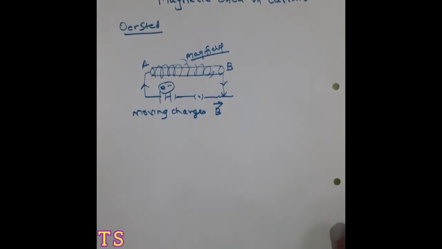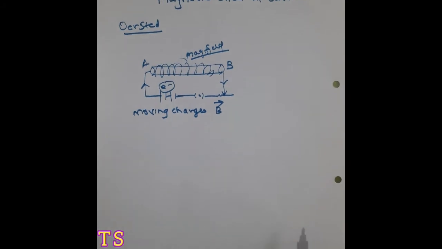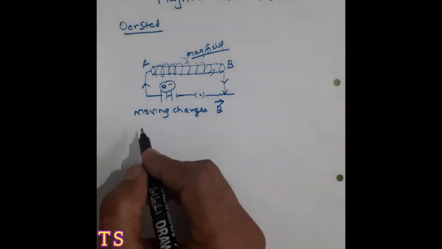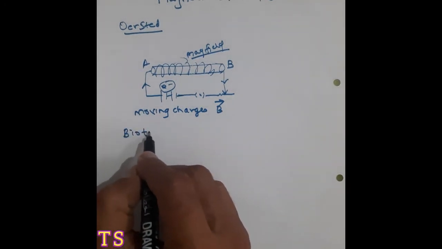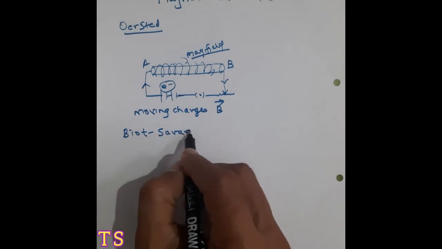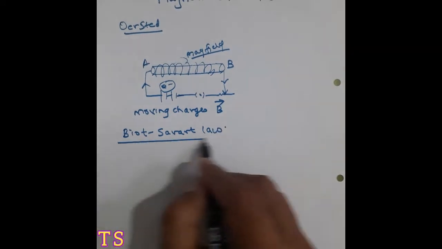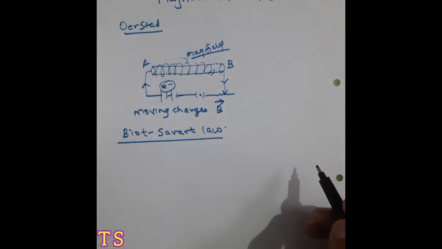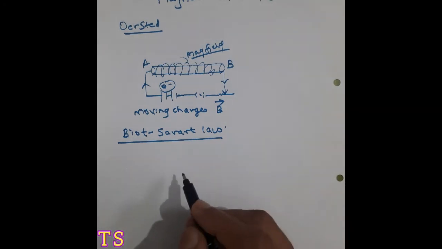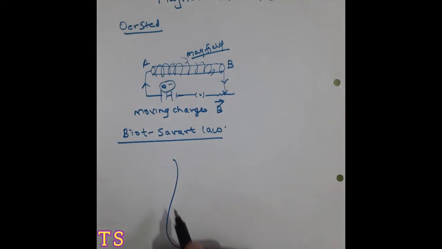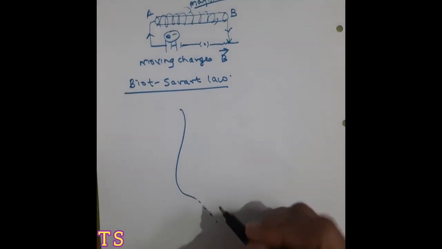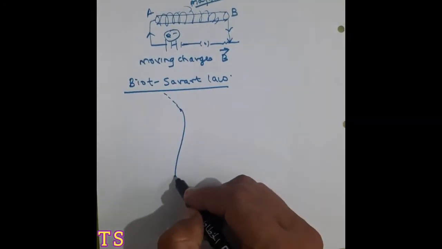Moving charges will produce the magnetic field, and one of the important ideas was put forth by a scientist named Biot, and the other scientist was Savart. So Biot and Savart came up with a certain law, the Biot-Savart law. What they came up with is this: let's say I have a wire of arbitrary shape, and let's say the current flowing in this wire is I.